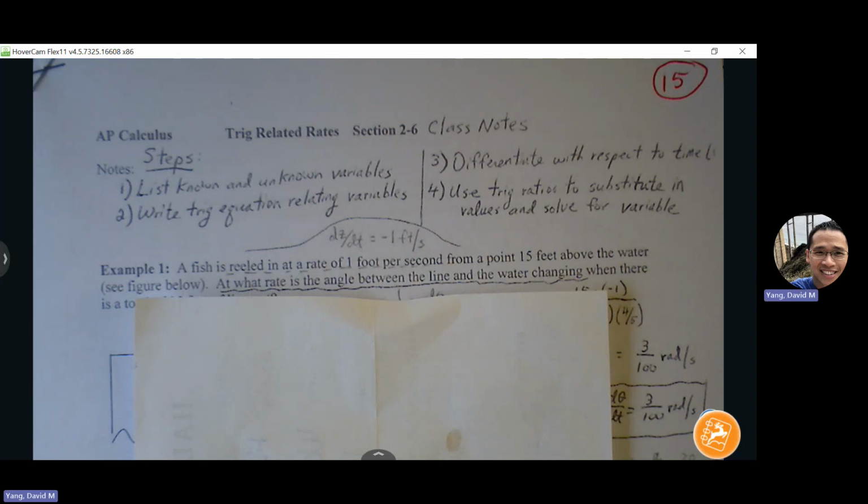But the nice thing about trig related rates is that it's always going to be a right triangle, and you're really just trying to figure out, okay, should I be using sine, should I be using cosine, or should I be using tangent? Some problems allow you to pick and choose. Sometimes you have more than one option available. Other times you're forced into one trig equation because you don't have enough information to do other trig equations.